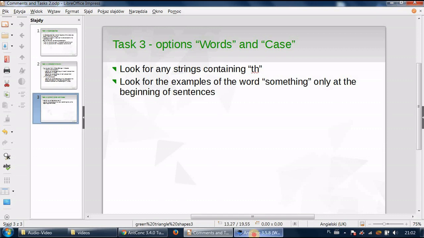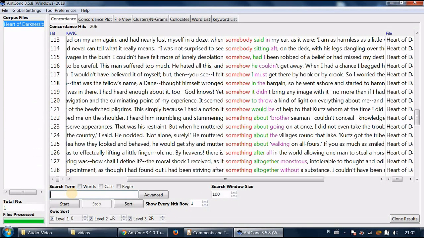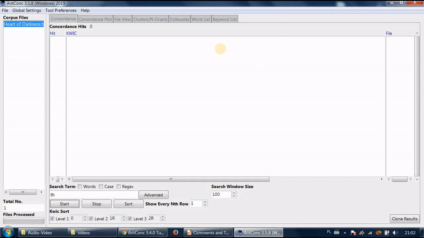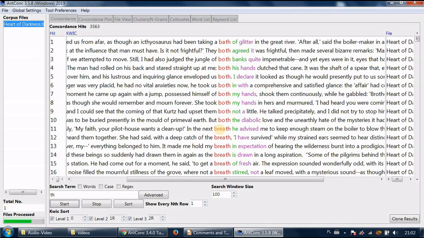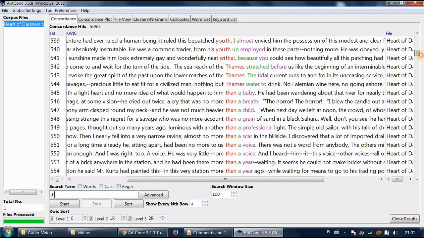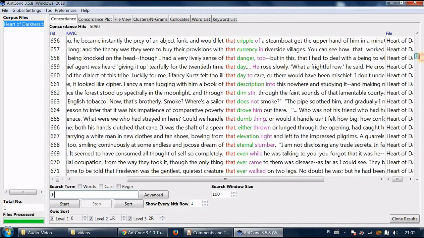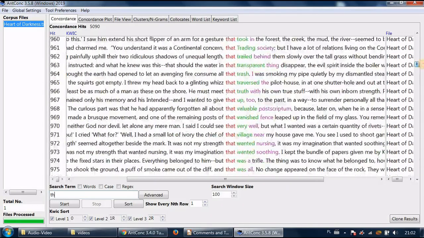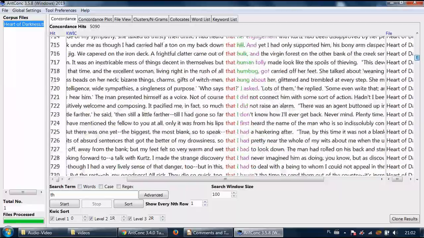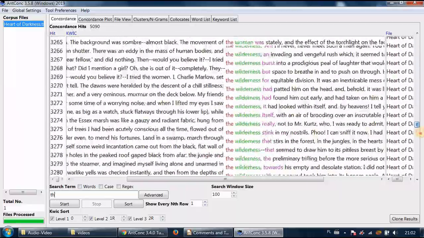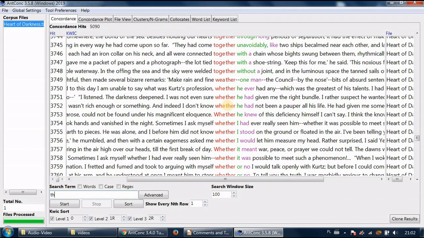Okay, this is the way I would do it, that's easy, just write th, but with the option words off and press start, and then you will get lots of different examples, I guess. So bath, both, breath, so these words end in th, but there will be words in which th is at the beginning, in the middle, in different places actually. Okay. Obviously, the most frequent will be all. For example, the word weather contains th in the middle.